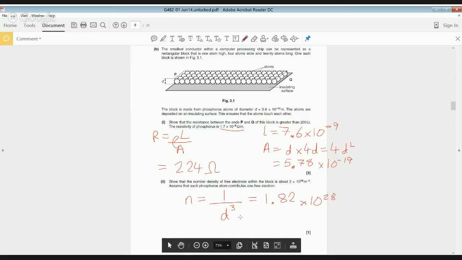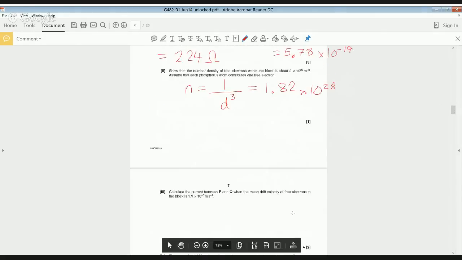But if the volume here is the number of meters cubed per atom, then what we want to find is the number of atoms per meter cubed. So we just do the reciprocal.